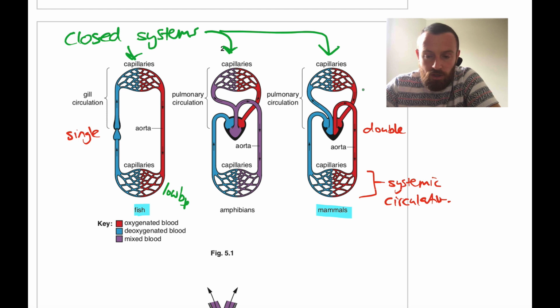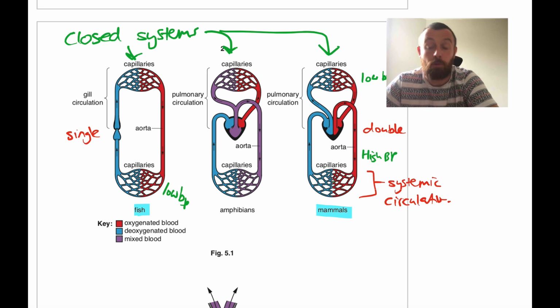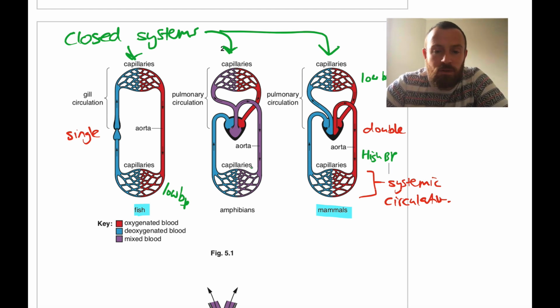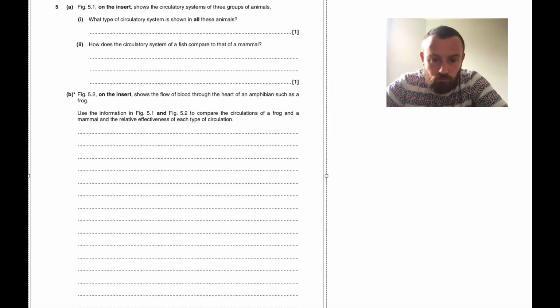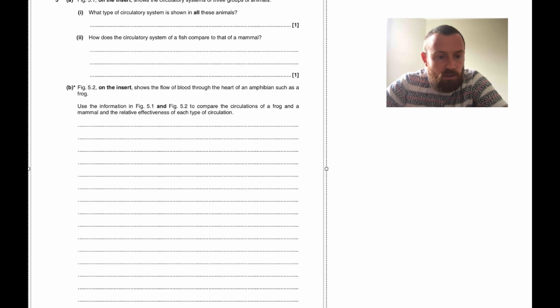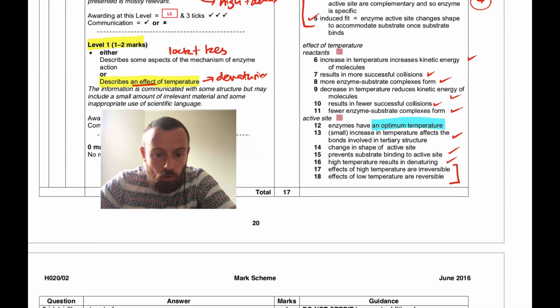it's more efficient because we can have a relatively low blood pressure in the lungs, powered by the right side, the right ventricle, and then the left ventricle pumps at higher pressure, so we can have high blood pressure traveling to the capillaries of the body, which is a more efficient system. Amphibians are weird. I'm going to come back to that on the next question. All right, so let's look at the mark scheme for those two things first of all.